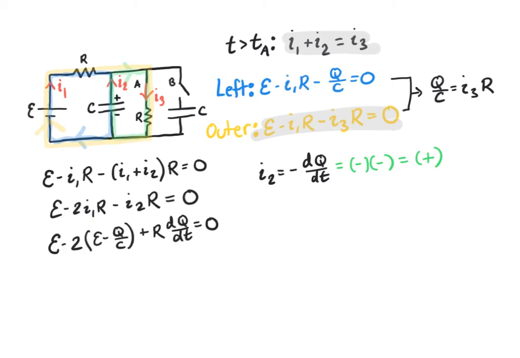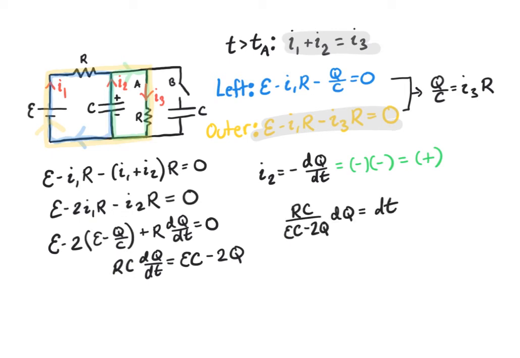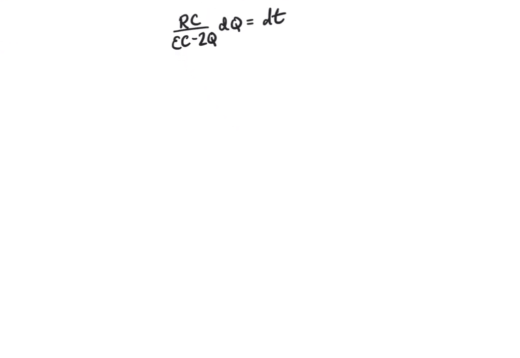So let's do that, and then let's simplify it a little bit more. And finally, to actually solve this differential equation, we need to separate our variables, so all instances of Q are on one side and all instances of T are on the other. And finally, to solve for Q, we integrate both sides. We have to be very careful about the bounds though.